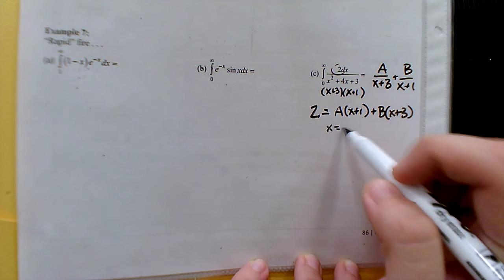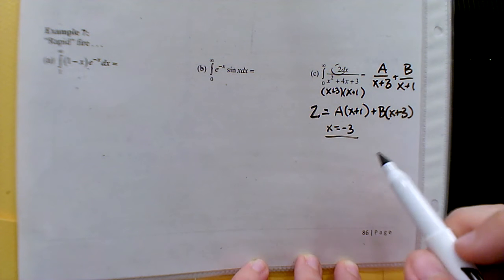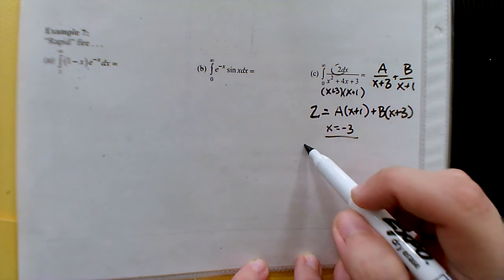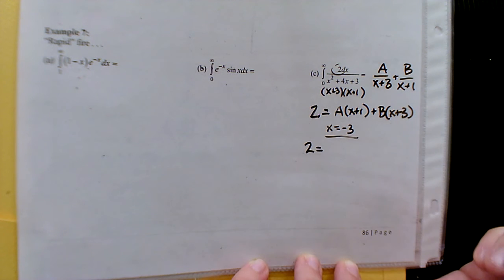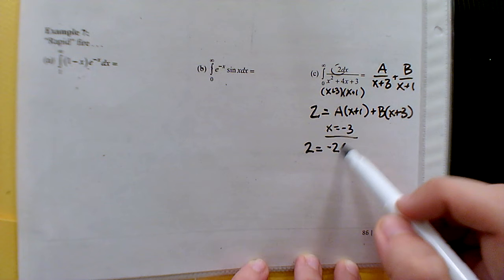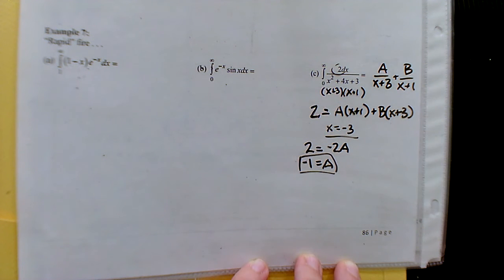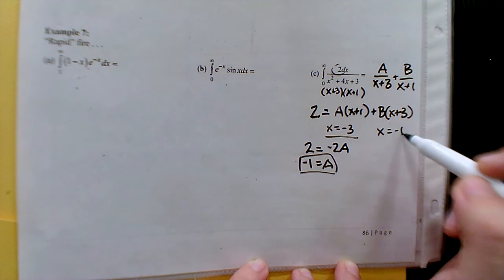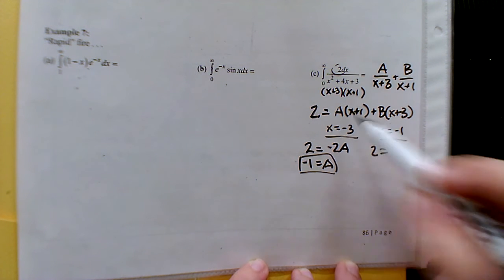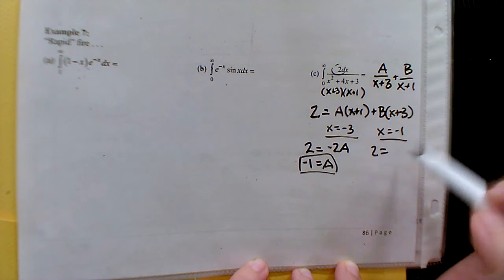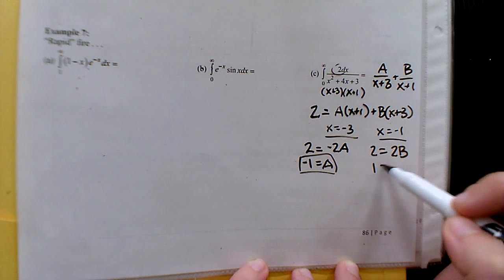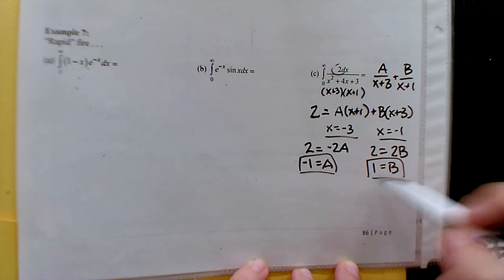Okay, so that'd be negative 3. All right. So if we were to plug in negative 3 for all the x's, we'd have 2 equals negative 2A, and then the B would go away. So it looks like A is negative 1. And then you plug in negative 1. Okay. Because that'll get rid of the A, and we can solve for B. Looks like we get 1.